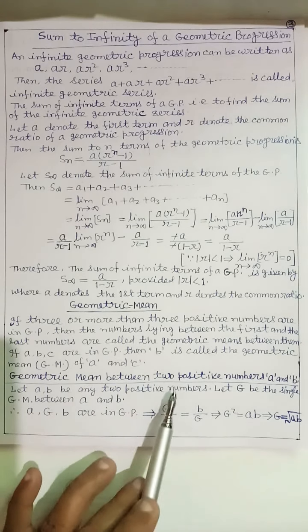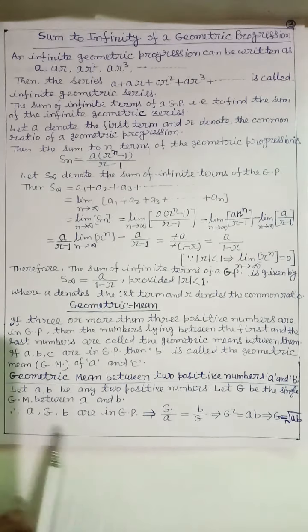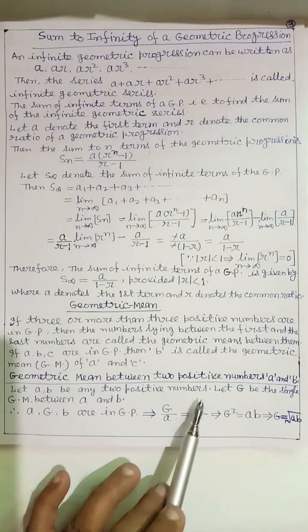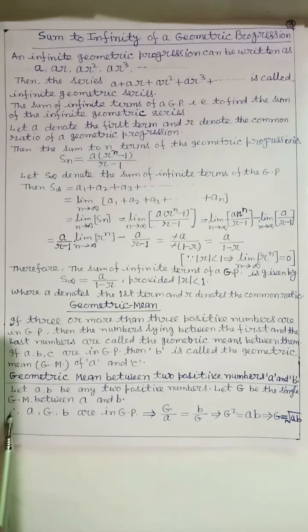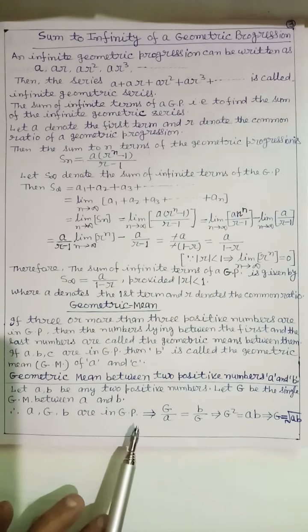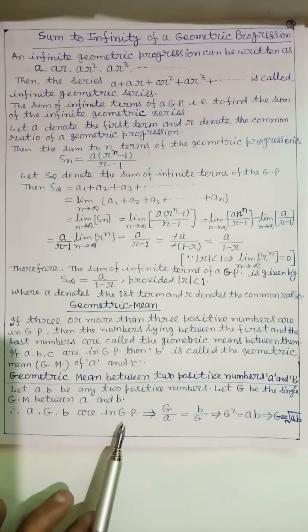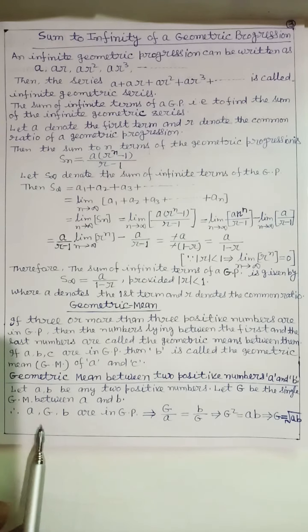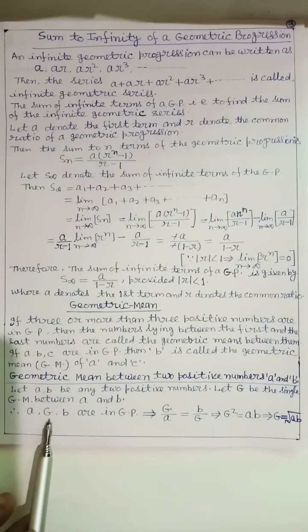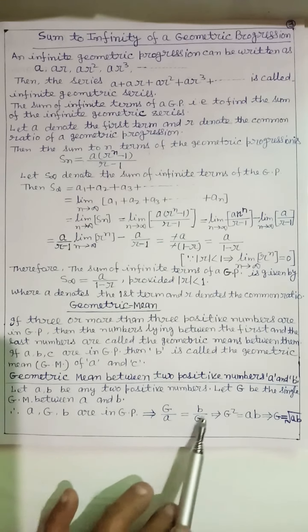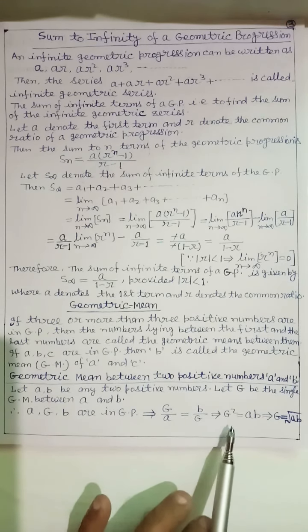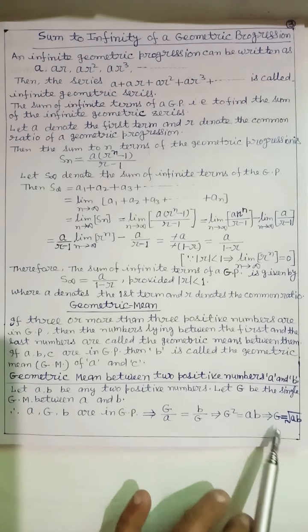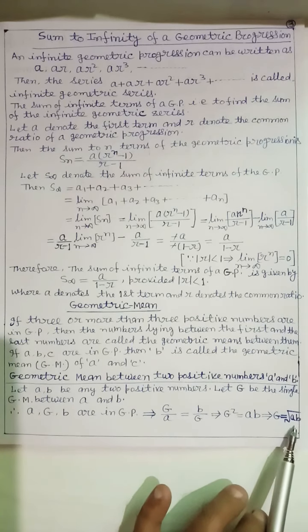Geometric mean between two positive numbers A and B. Let A, B be any two positive numbers, and let G be the single geometric mean between A and B. So A, G, B are in geometric progression, and according to the definition of geometric progression, we have the ratio of these two terms, G by A equal to B by G, and by cross multiplying we get G square is equal to AB, and this implies that G is equal to square root of AB.